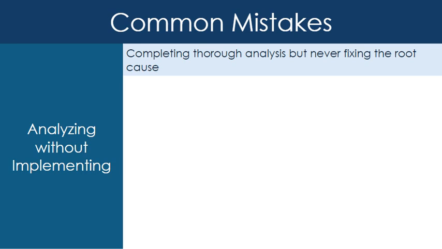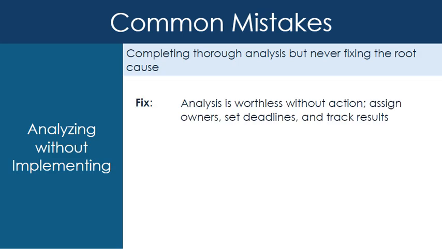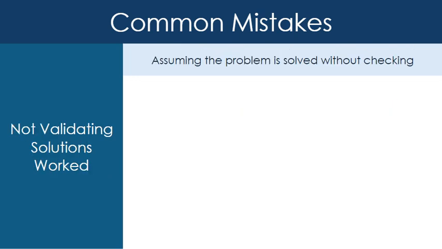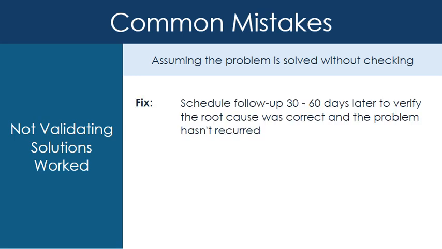Analyzing without implementing. The mistake is completing a thorough analysis but never fixing the root cause. The fix is to recognize that the analysis is worthless without action. Assign owners, set deadlines, and track results. And lastly, not validating that solutions worked. The mistake is assuming the problem is solved without checking. The fix is to schedule a follow-up 30 to 60 days later to verify the root cause was correct and the problem hasn't recurred.